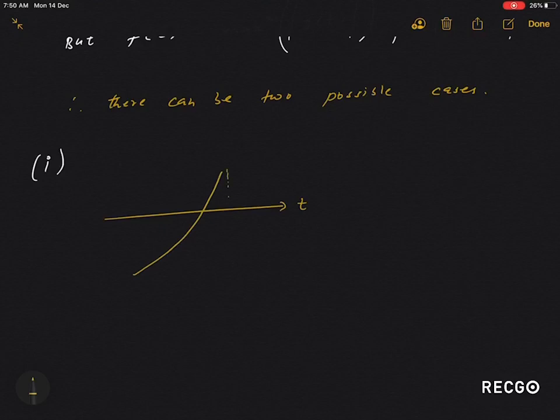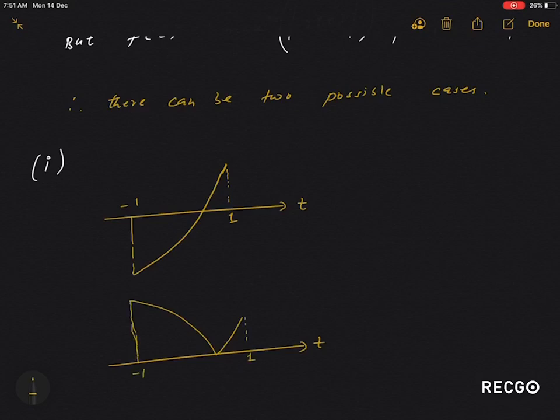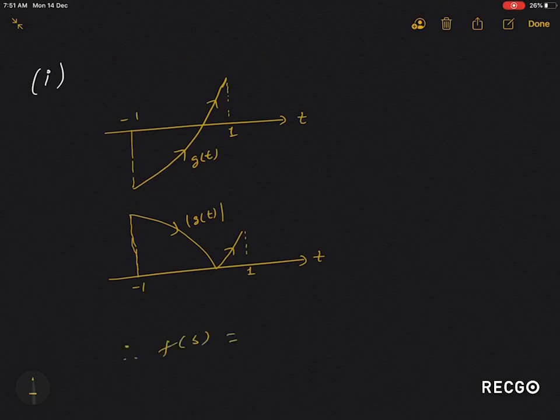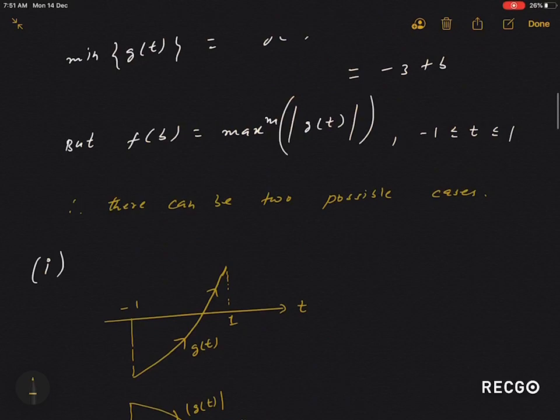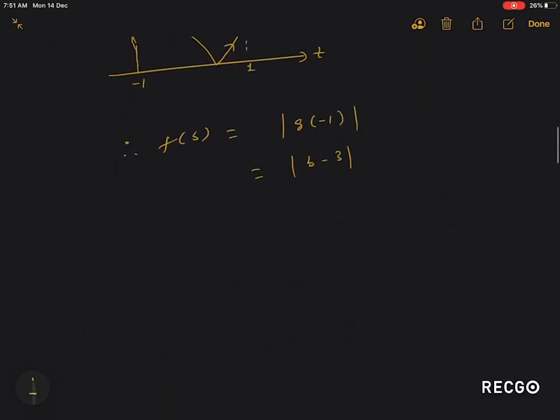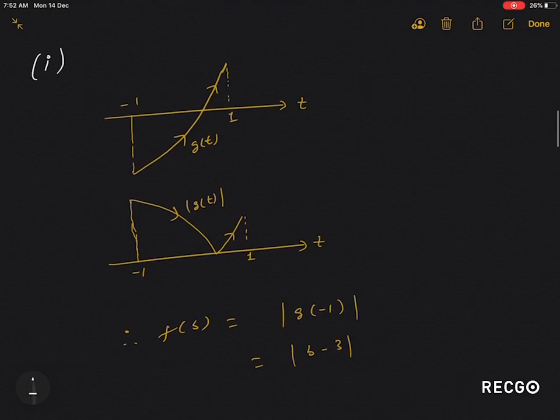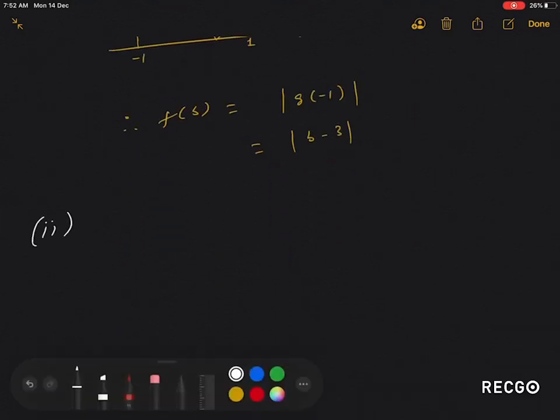So let us suppose the first case, in which the magnitude of maxima is less than the magnitude of minima. As you can see, the maxima is attained at t equal to 1 and minima at t equal to -1. Now if I draw mod g of t, considering the upper graph is of g of t, then mod g of t shall be like this. As you know, the negative portion is reflected with respect to the t-axis, and therefore in this case, since f of b is the maximum of mod g of t, it is equal to the mod of g of -1, and since g of -1 is b minus 3, it is mod of b minus 3. So in case 1, f of b is mod of b minus 3.